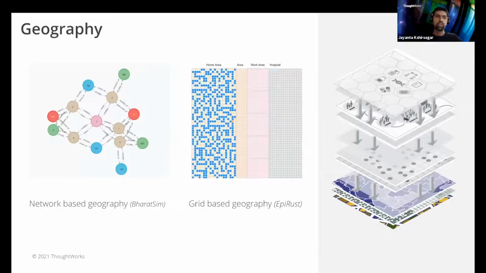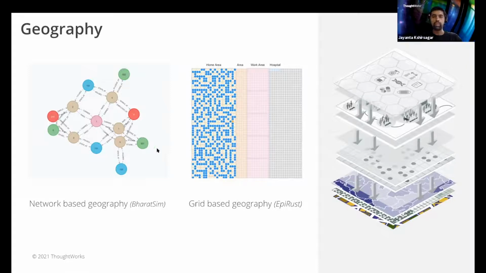So I'll just briefly talk about examples of geography which we have been dealing with. On the left, we can see a network-based geography. If there are two individuals who are living in the same house, we can think of everyone as a node, even the individuals and a house. Then there's a relationship between these two individuals, since they are located in the same house, and they will have a relationship with the house, which is hosting these individuals. Similarly, there would be nodes for office, school, and so on.